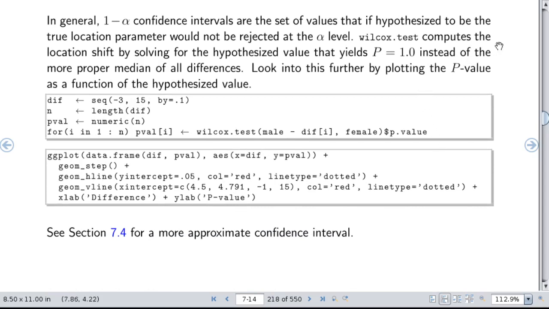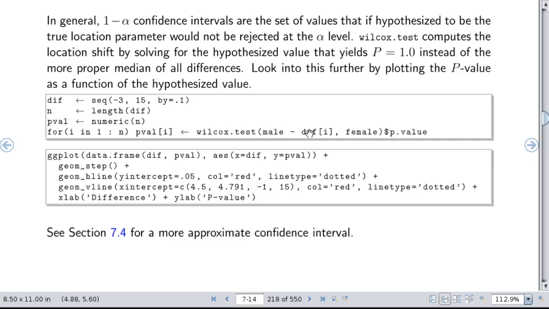So a 1 minus alpha confidence interval is the set of all hypothesized values that would not be rejected at the alpha level. And so we are going to calculate the p-value from the Wilcoxon test comparing the males with females, but for not quite all possible differences, but enough to do the job. So we're going to take all differences between minus 3 and 15 by increments of 0.1. That's more than we actually need to do.